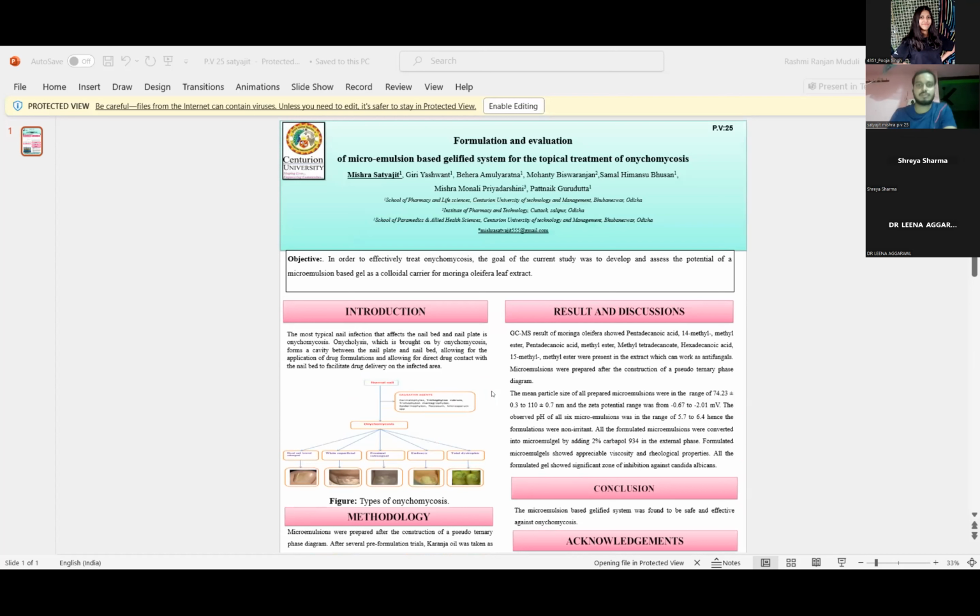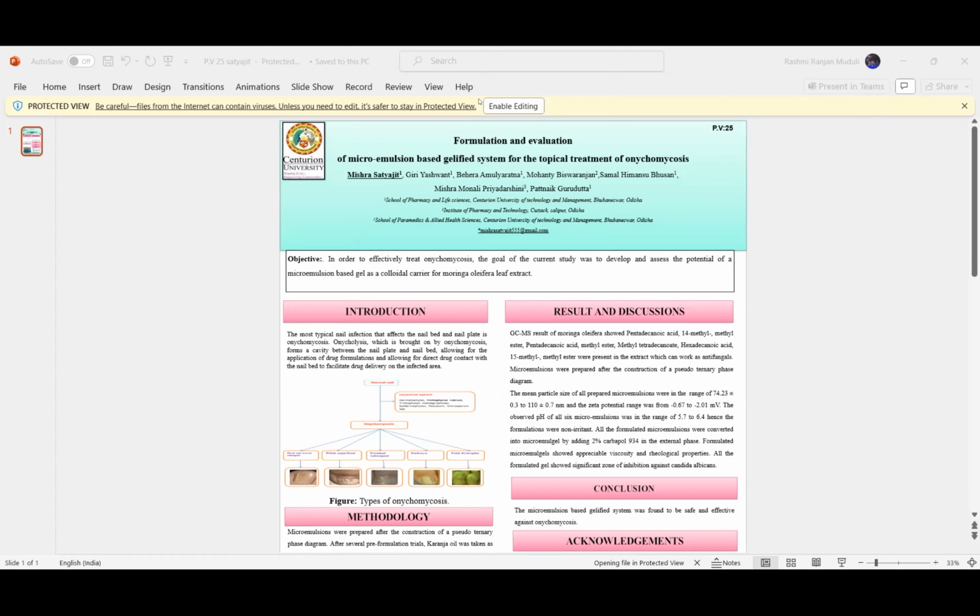Ma'am, the title of my work is formulation and evaluation of microemulsion based gel system for the topical treatment of onychomycosis. The objective of my research is to effectively treat onychomycosis, so the current study was developed to assess the potential of a microemulsion based gel containing Moringa oleifera extract. Moringa oleifera extracts are herbal extracts.